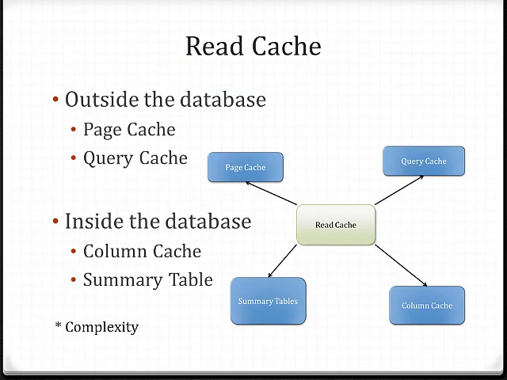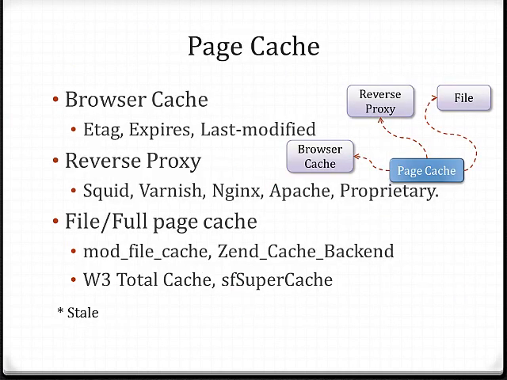So again, we have outside the database page cache and query cache. Inside the database we have column cache and summary tables, which I'll explain. And there's some degree of complexity to implementing some of these, but I'll go over that as well. So page cache, I'm basically talking about three things. You have browser cache, where you are telling the users' browsers to just not ask the server for new information. Like the whole page is saved on your browser, don't go to the server.